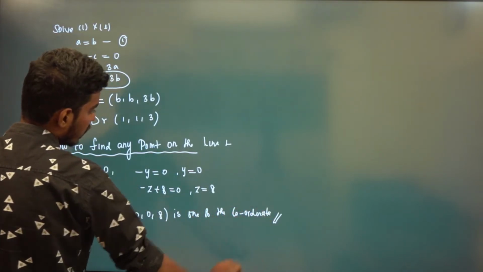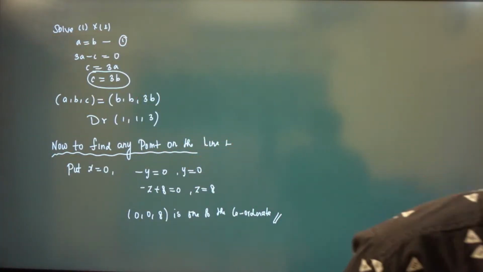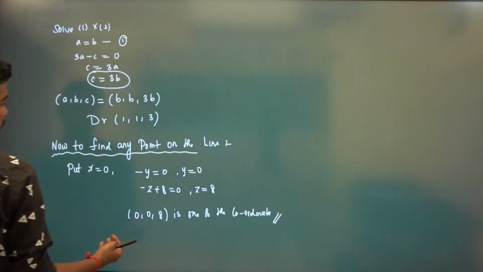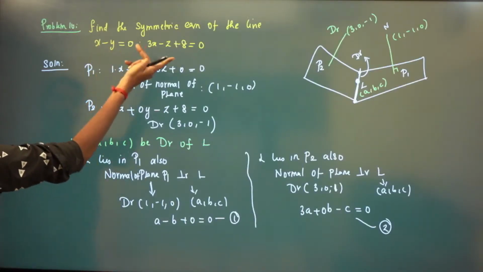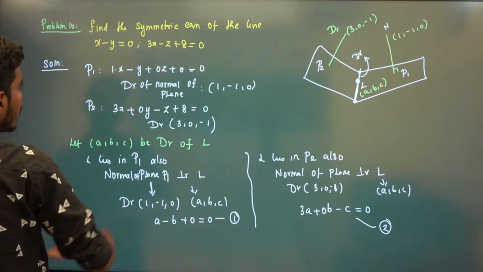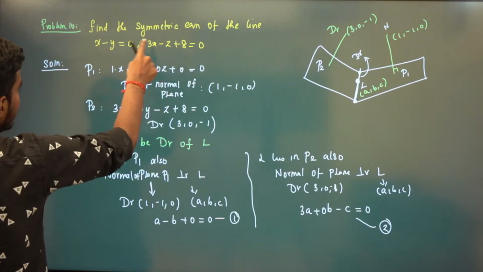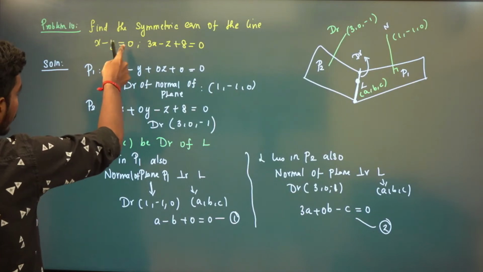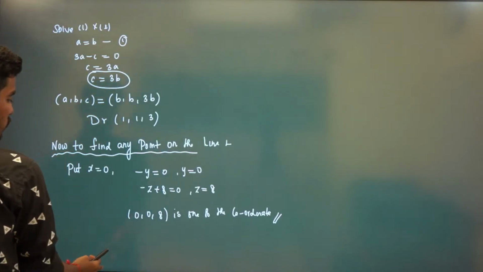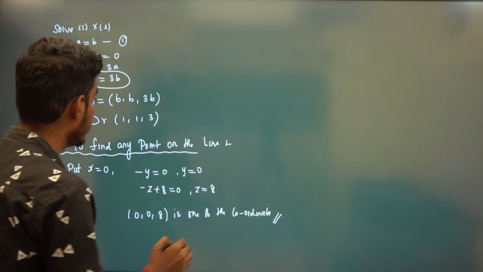So 0, 0, 8 is one of the coordinates. See, symmetrical form need not be unique, right? From an exam point of view, if you want to find symmetrical form, it need not be unique. I'm just finding one of the coordinates. You can put y equal to 0 and solve for x and z, or put z is equal to 0 and solve for x and y. If z is 0, x will be minus 8 by 3, and y will be same as x, right? So 0, 0, 8 is one of the coordinates.